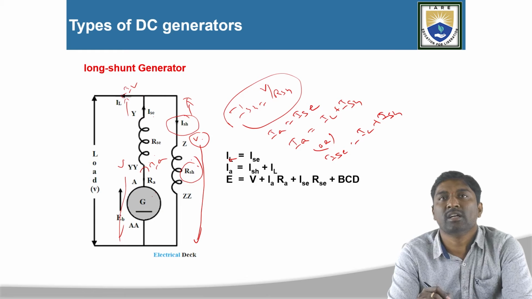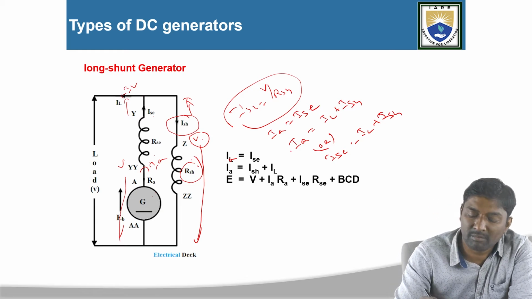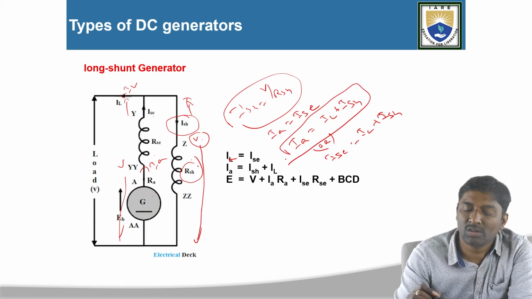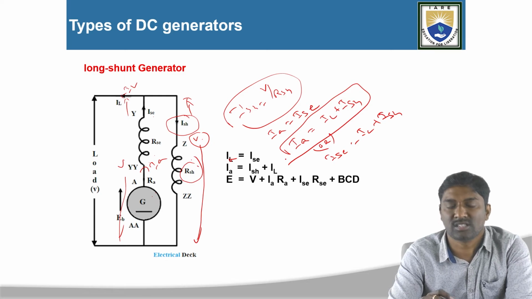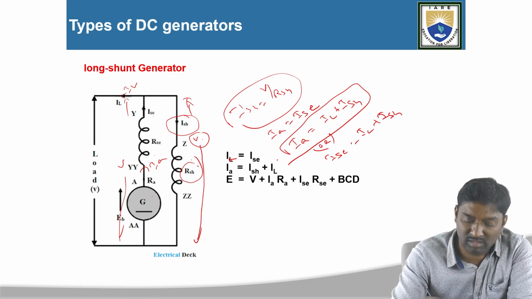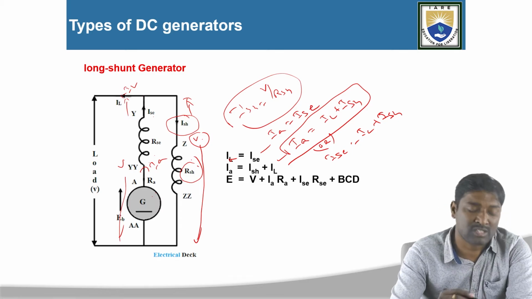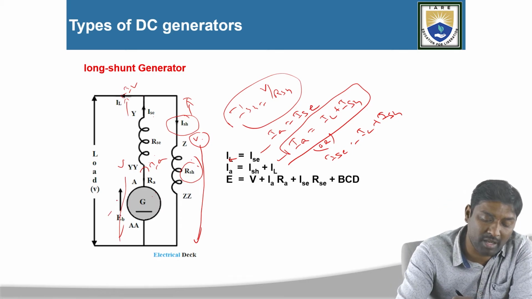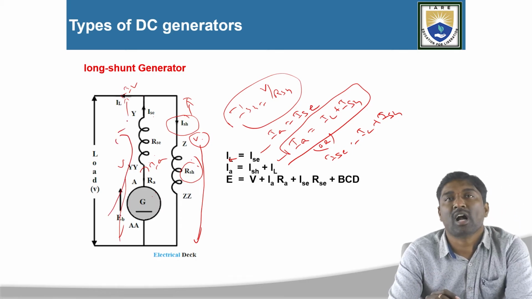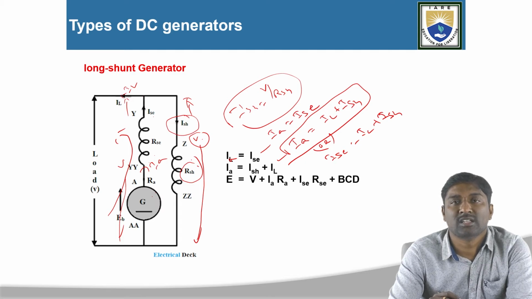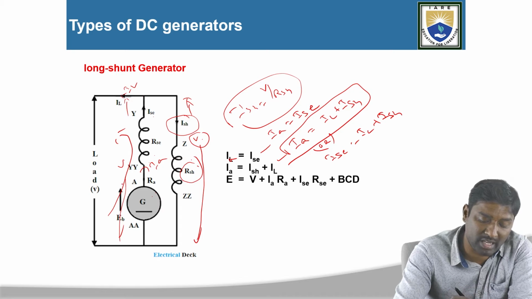You can write anything, but I am taking here the main current: IA is equal to IL plus ISH. So then this is that one, this is that one. Next, what you need to write? The voltage equation. So how to write the voltage equation here? You can apply KVL. According to Kirchhoff's voltage law, the sum of the voltages in the loop will be equal to 0. So you can apply KVL here now.